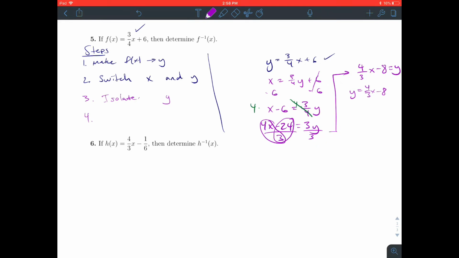And finally, we need to change y to f inverse of x so that we use the variables from the problem. F inverse of x equals 4 over 3x minus 8.